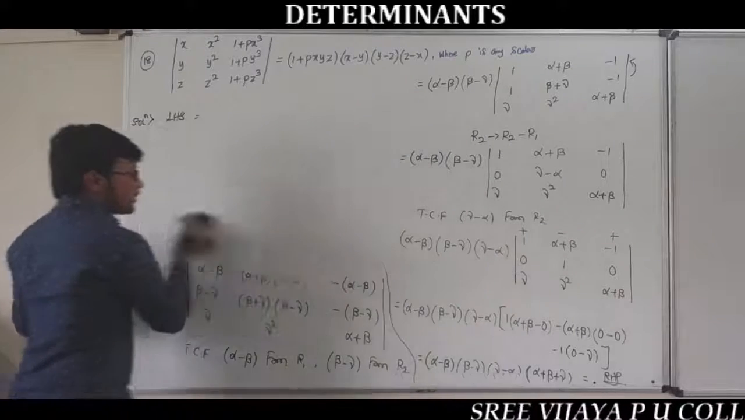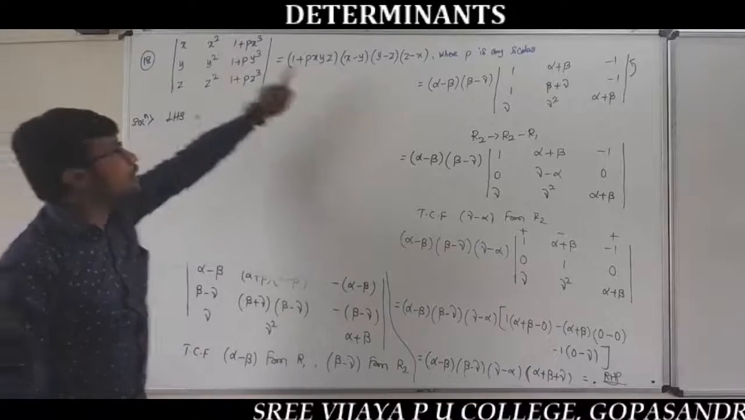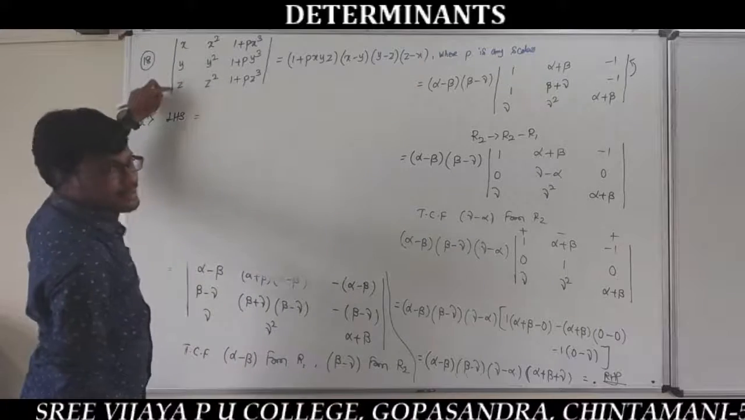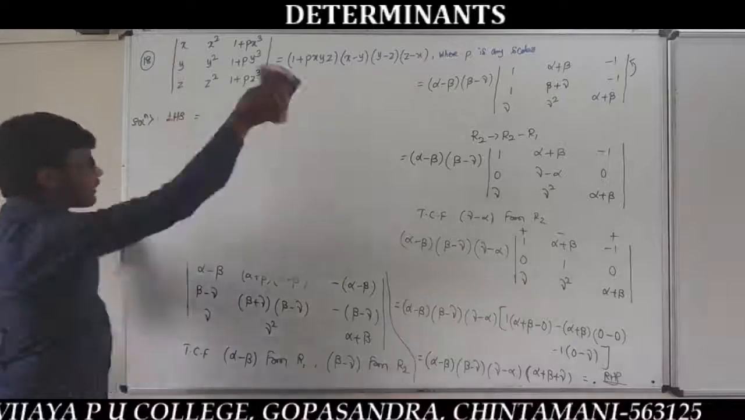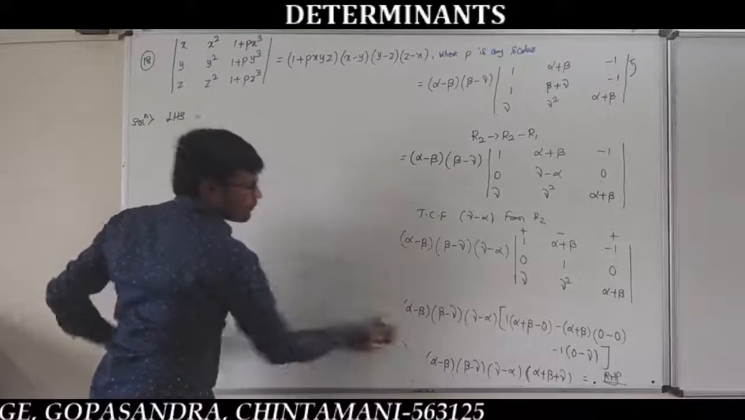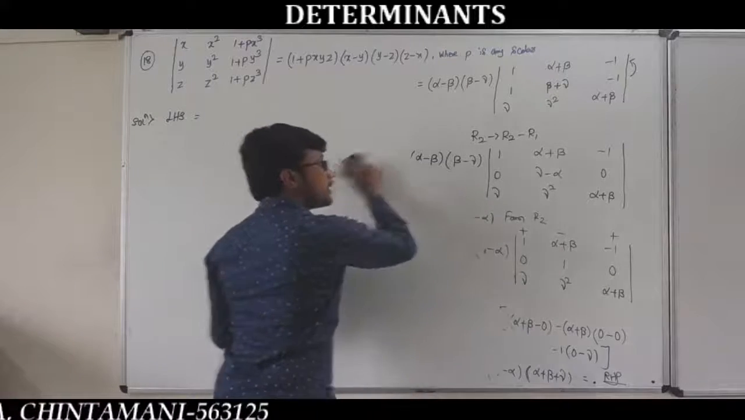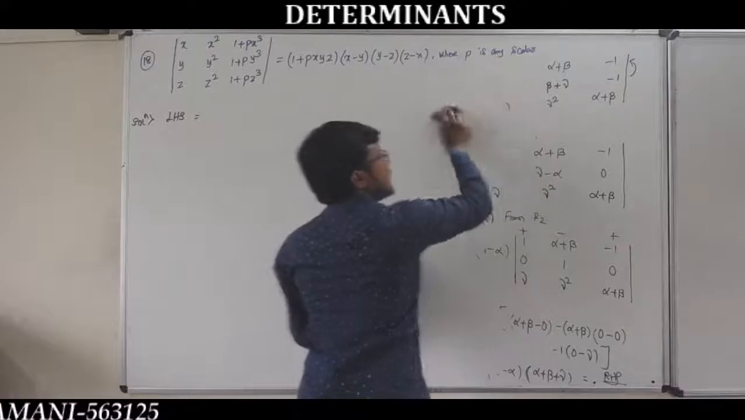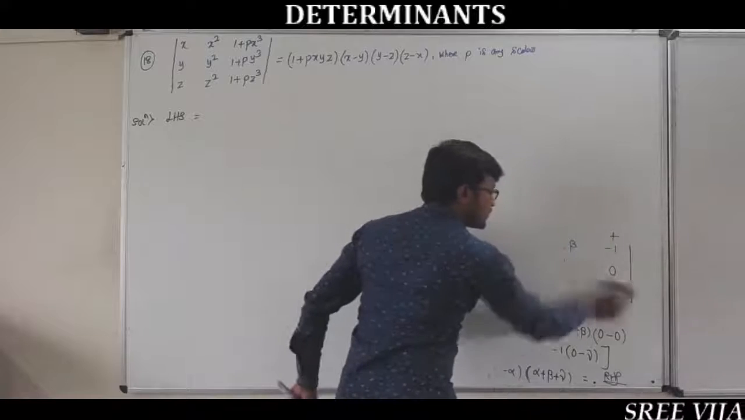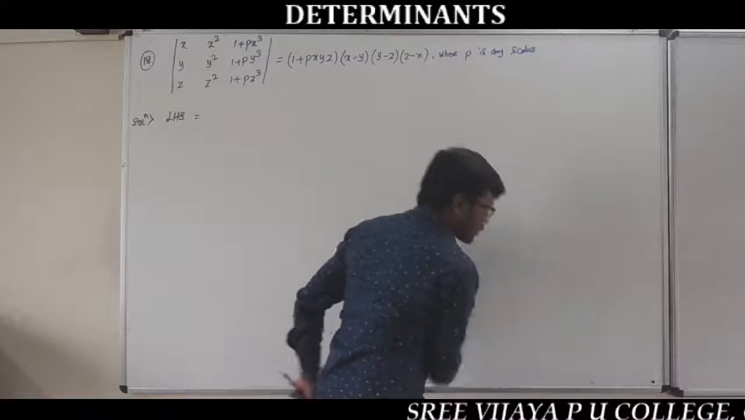Same as what we did in the previous one. For this 1 plus pxyz, they should not say any common factor like that. For x minus y, this minus this. For y minus z, this minus this. So instead of that, I will first apply property number 5. You know property number 5, right? Property number 5 is splitting of determinants. When a row or a column can be expressed as 2 or more terms, then the determinant can be split into 2 or more determinants. This is property number 5.